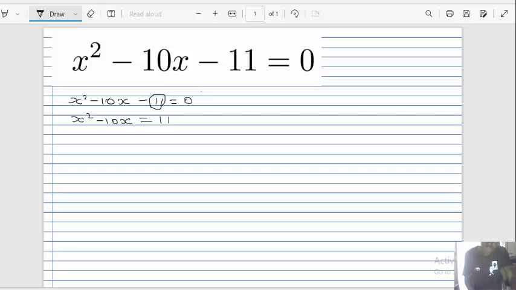The coefficient of the x, this one in particular, has to be divided by 2, right? So your negative 10 divided by 2 should be negative 5, right? So if you get negative 5, it means that you are going to add negative 5 squared to both sides, the left and the right hand side. So let's do that very quickly.